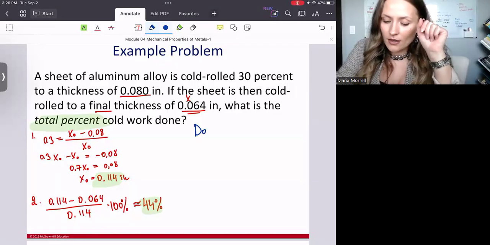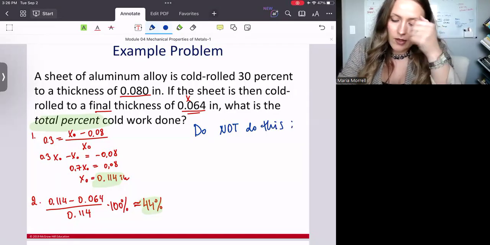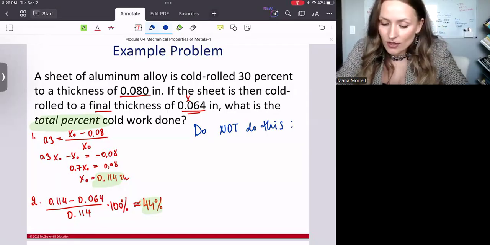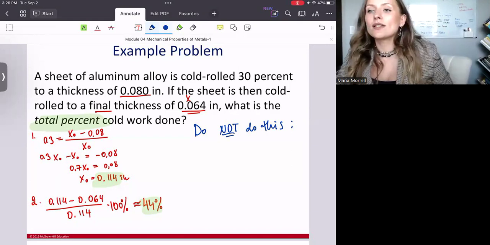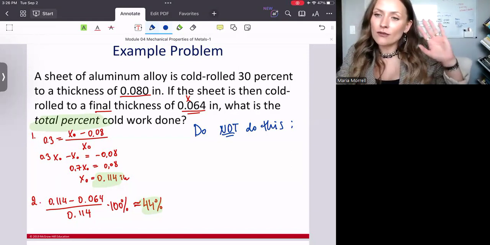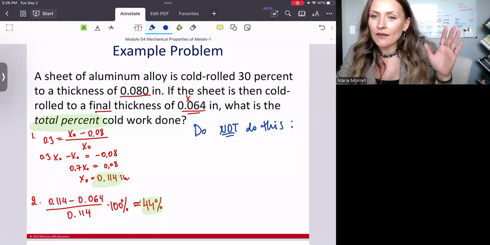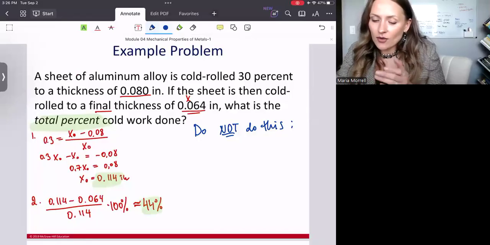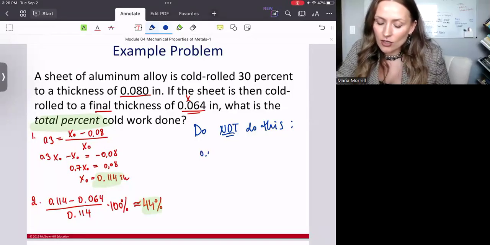I'm gonna say this, do not do this, okay? Or perhaps never do this. And I'll give you an example. So once again, you may come up with an idea that, okay, well, I know that the first step was 30%, and then I have everything to calculate my second step, right? So what you could do is that you can take this number.